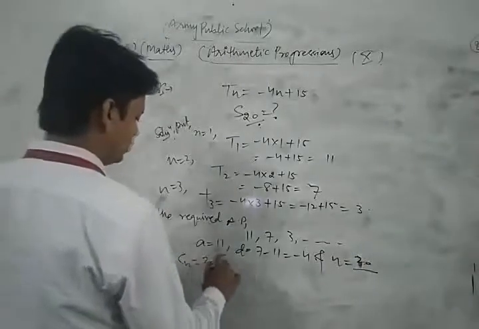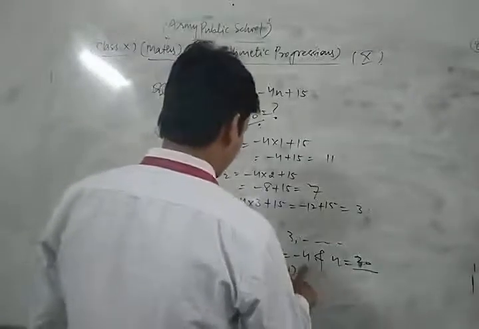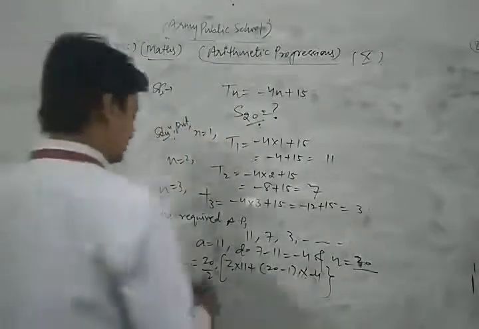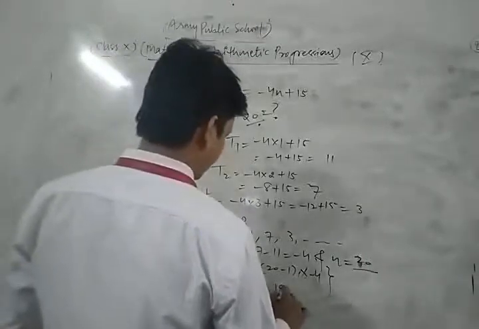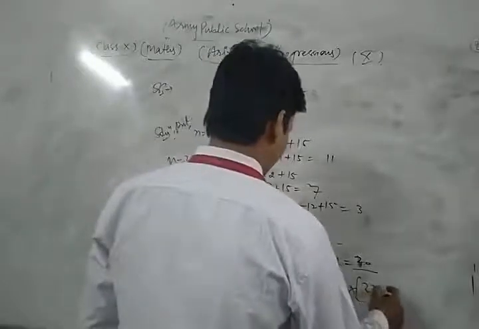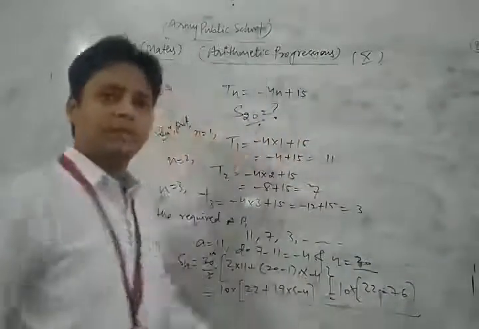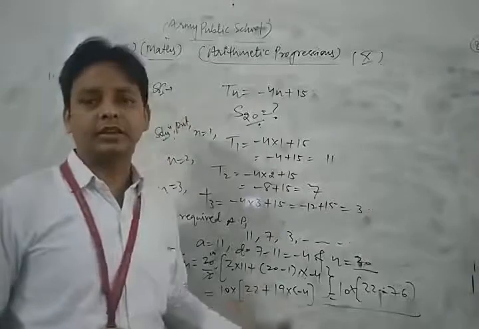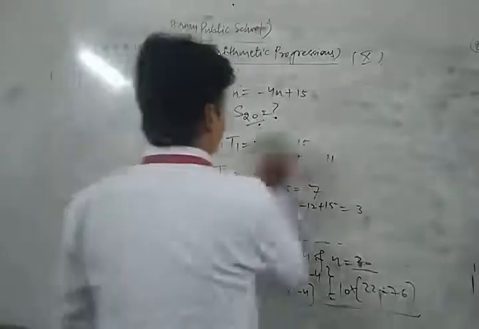Now we apply the formula for the sum of n terms: 20 by 2 into 2a plus 20 minus 1 into d, where d is minus 4. Now we simplify: 10 into 22 plus 19 into minus 4, which is 10 into 22 minus 76. Now we simplify them and you get your result. Thus, dear students, using this concept you can solve each and every question of your NCERT exercise. Now we take and solve some other important questions.